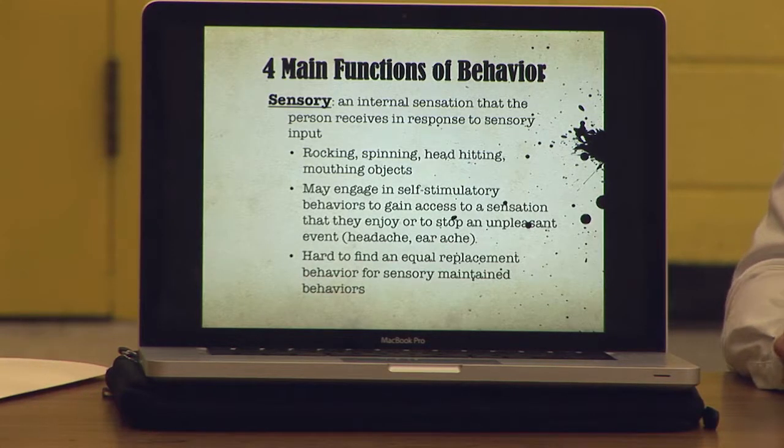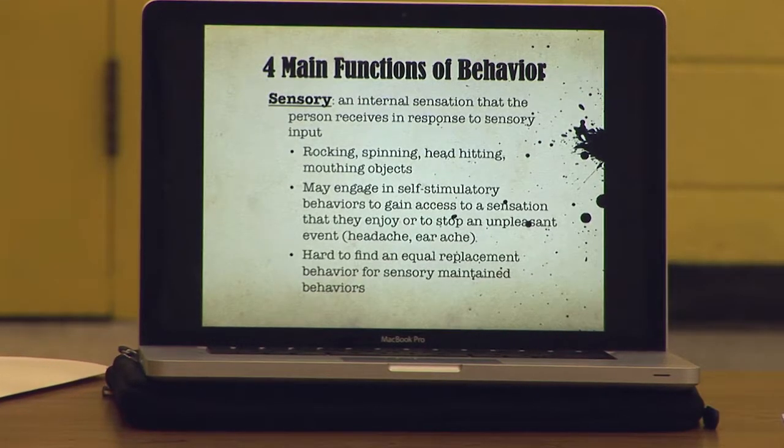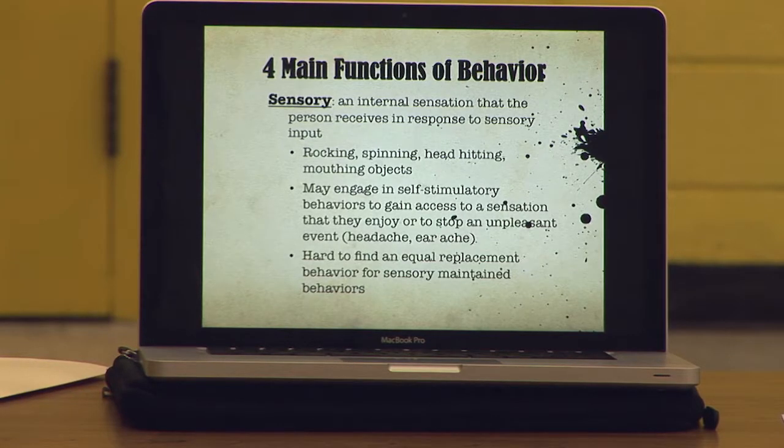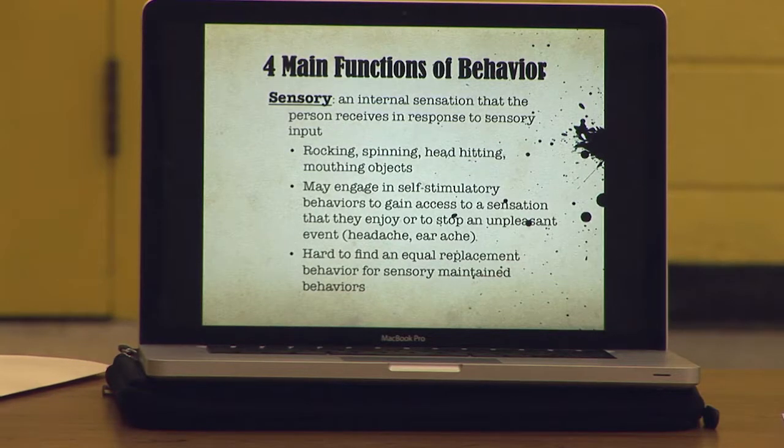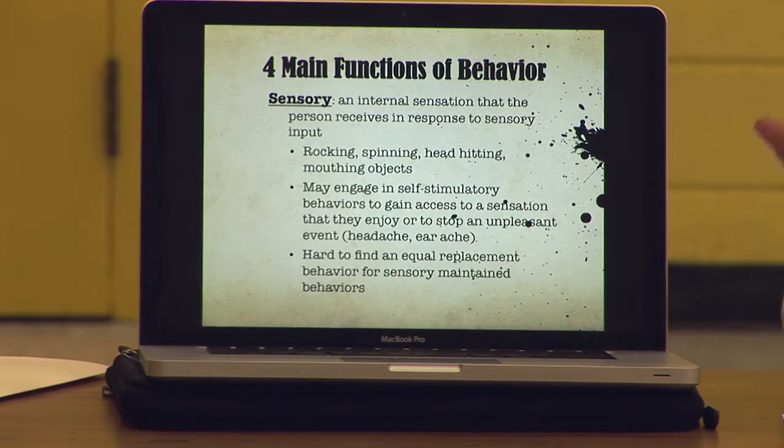Sensory behaviors are typically harder to change because they serve an internal function for the person. When we're looking at changing behaviors, we always try to find a replacement or another way that the person can receive that same input or access. Some sensory behaviors can be hard to replace. But an example would be if a child is always mouthing toys or mouthing their hands, we would want to find something more appropriate that they could mouth. So we would give them a chewy tube or something like that. Anytime they needed that sensory input, we could give them access to that chewy tube.